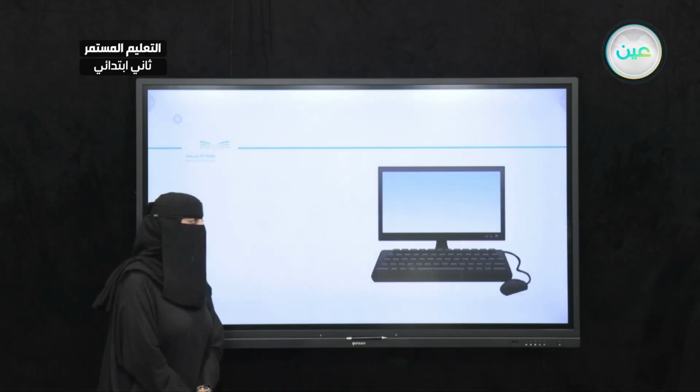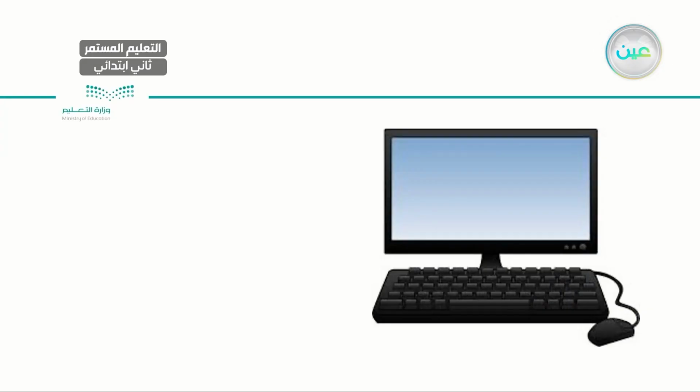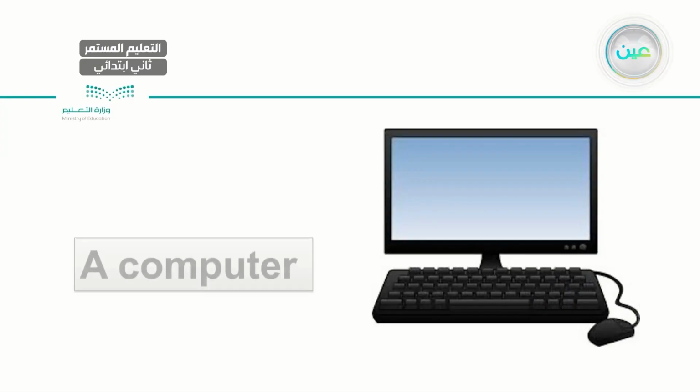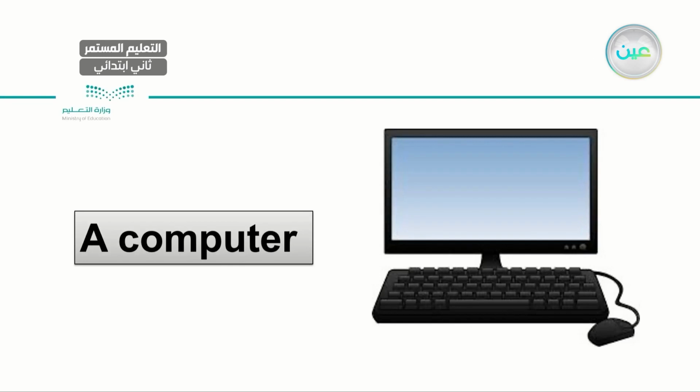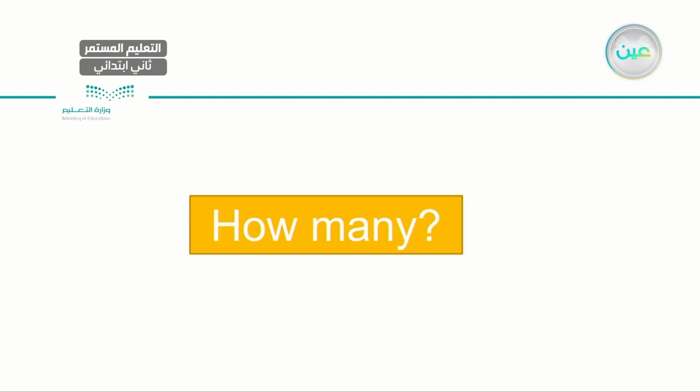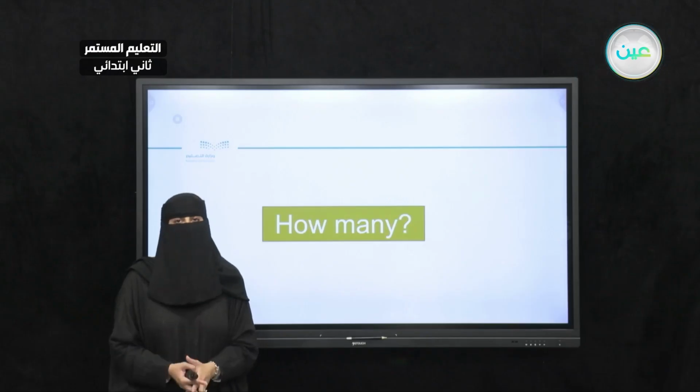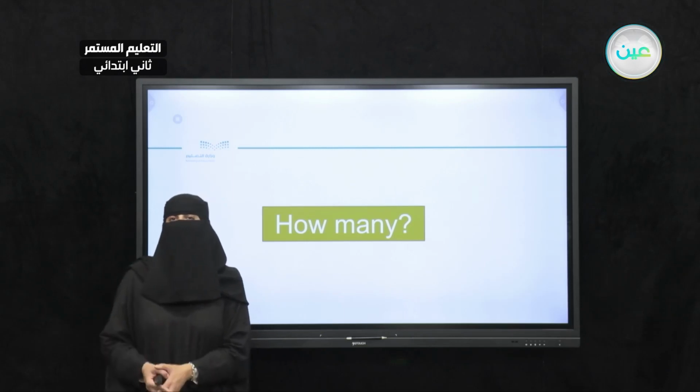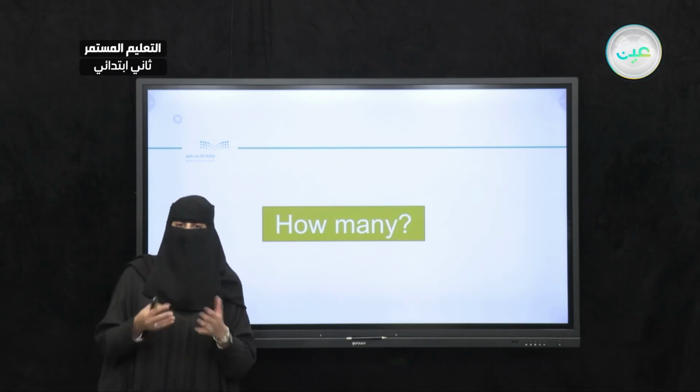What is it? Remember, you can find all these words at page 21. This is a computer. A computer. One more time. A computer. One last time. A computer. Very good. Okay. Now, this is the question that I kept asking. How many? How many books? How many students? How many boards? How many chairs? And so on.